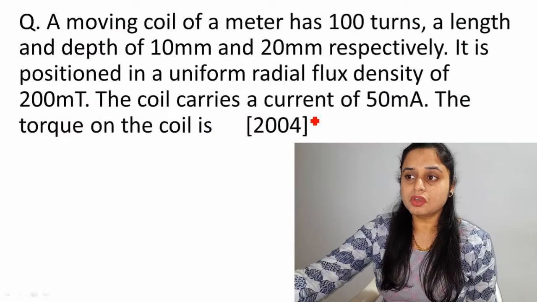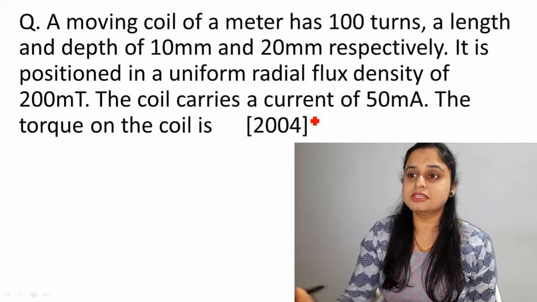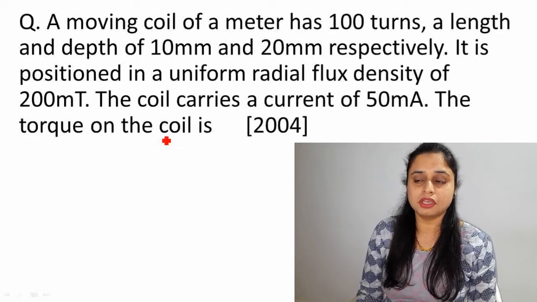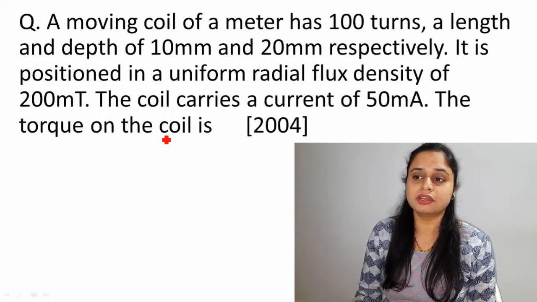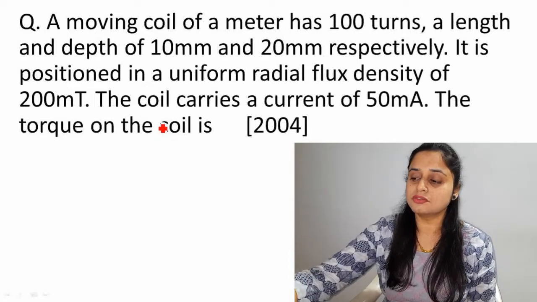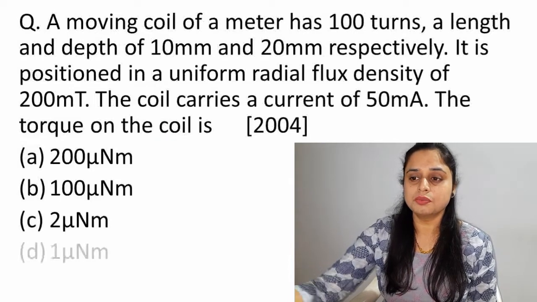Hello everyone. Let us see the numerical which is given as a moving coil of a meter has 100 turns, a length and depth of 10 mm and 20 mm respectively. It is positioned in a uniform radial flux density of 200 millitesla. The coil carries a current of 50 milliamperes. The torque on the coil is, it is asked in GATE 2004, and here are the options.